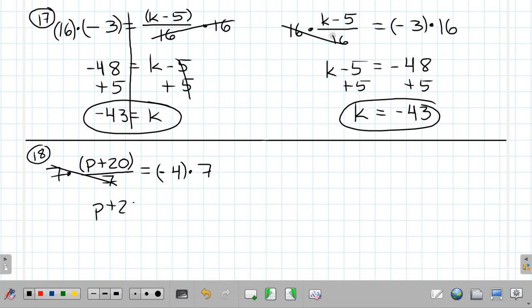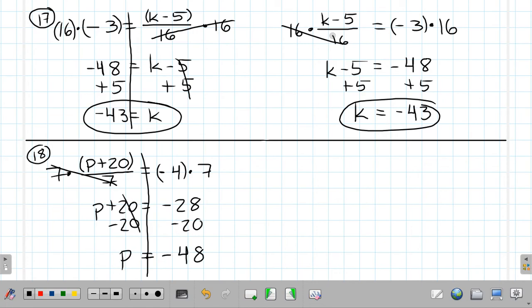P plus 20 equals negative 4 times 7, which is negative 28. And then we would subtract 20. So P in this case is negative 48. And just as always, take that and plug it back in. Negative 48 plus 20 is negative 28. Negative 28 divided by 7 is negative 4.